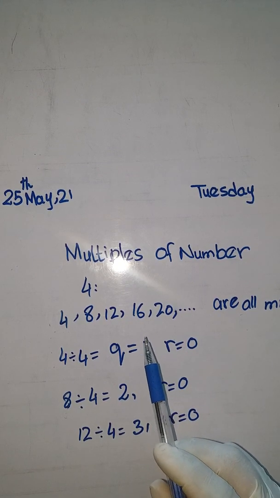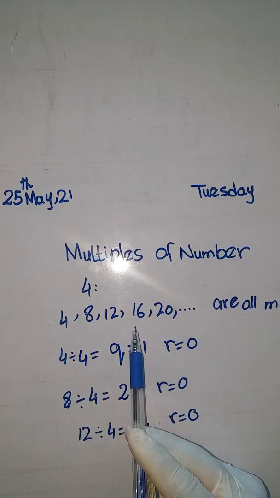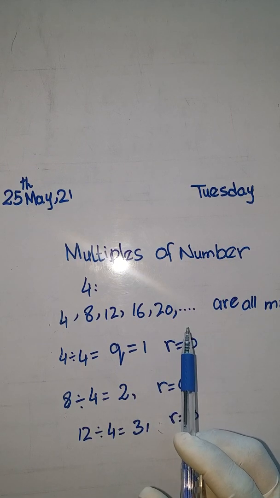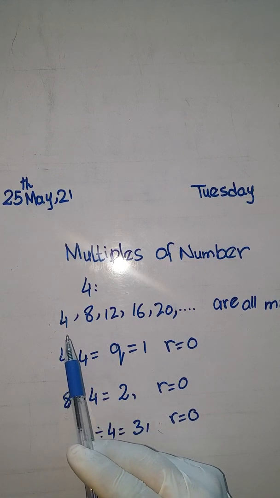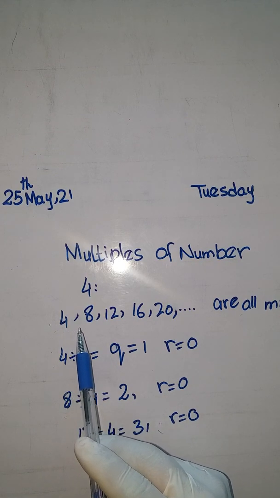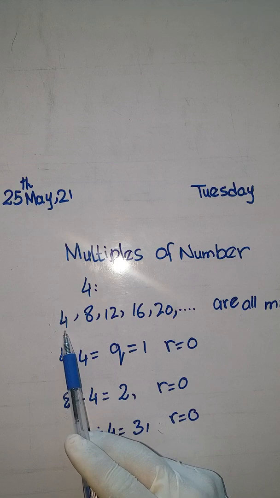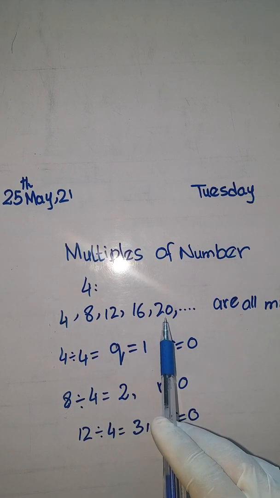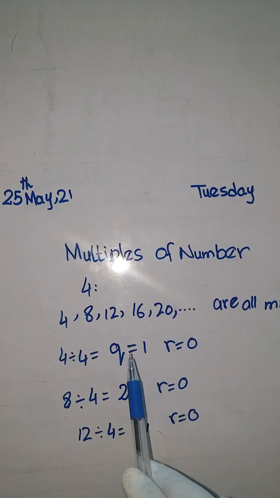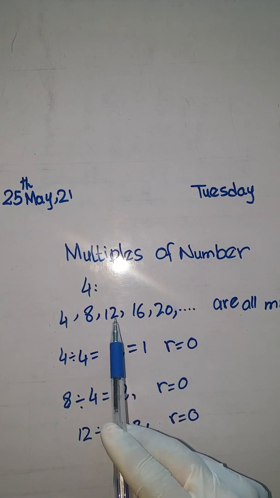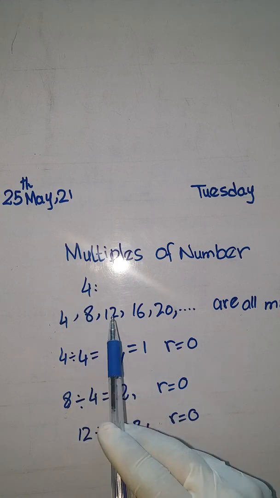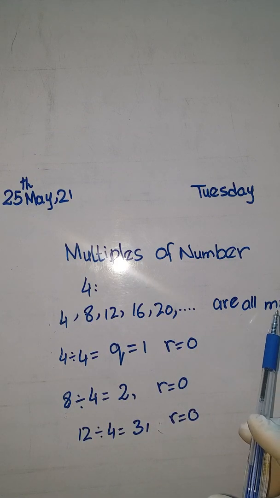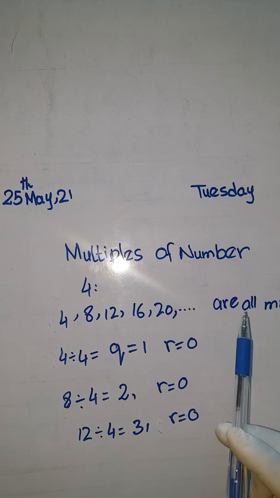Multiples of a number are the numbers that divide that number exactly without leaving a remainder. For example, now I am writing the multiples of 4. These are the multiples of 4. 4 1s are 4, 4 2s are 8, 4 3s are 12, 4 4s are 16 and 20. Multiples are the numbers that divide the number without leaving a remainder. Any number has countless multiples.